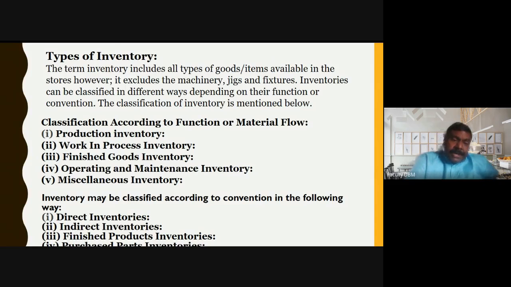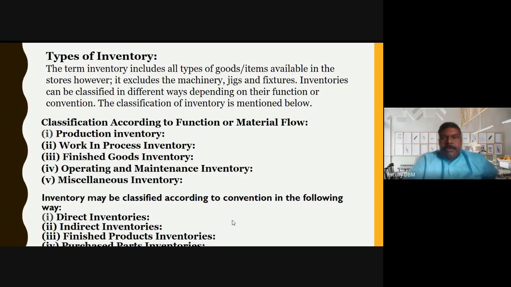Next, inventory may be classified according to convention. Direct inventories are the raw materials bought directly from the suppliers. And indirect inventory, we are going to buy from outside, and finished products inventories are the finished things. Purchased parts: spare parts we are going to buy from outside and use in our manufacturing. So these are the different types, classified according to function and according to convention.